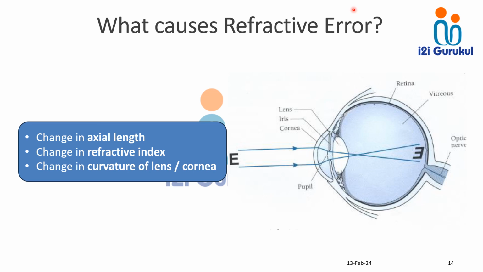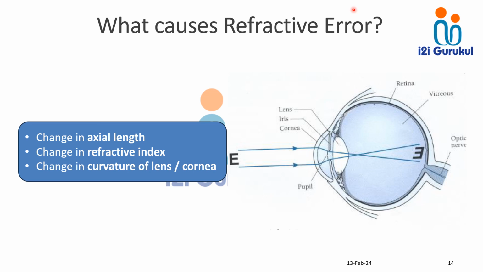The change in the axial length of the eye, that is the distance between the anterior surface of the cornea and the fovea on the retina. If the eye is too long, light is focused before the retina, causing nearsightedness. If the eye is too short, the light is focused by the time it reaches the retina, behind the retina. This causes farsightedness or hyperopia, as we say.